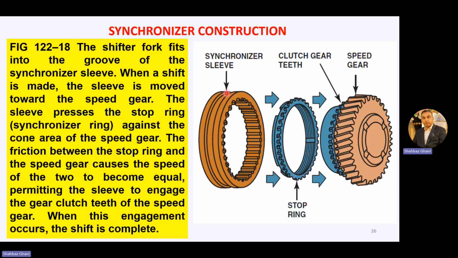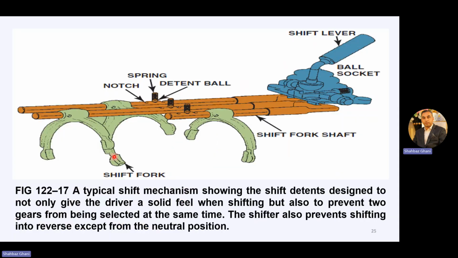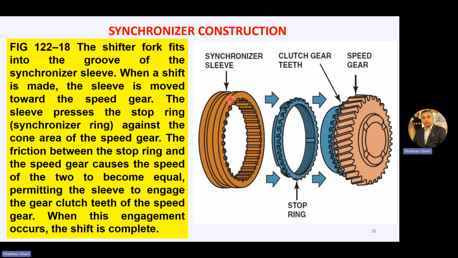This is the synchronizer. Basically, this shift fork is moving this synchronizer sleeve right or left. Now, let's see the synchronizer construction. This is your synchronizer sleeve. This is the stop ring. These teeth are called the clutch gear teeth, and this is your speed gear, which is on the main shaft, or the output shaft.